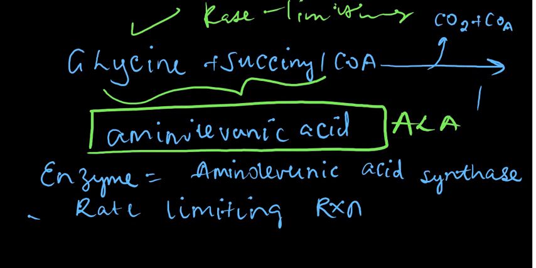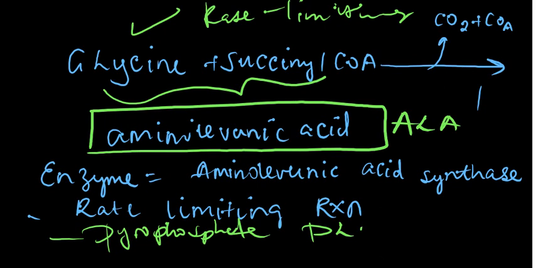So this is the product, the ALA, and in as much as there's the enzyme aminolevulinic acid synthase, there is also another coenzyme that we call pyridoxal phosphate, or commonly PLP. Pyridoxal phosphate is the one that serves as a coenzyme for aminolevulinic acid synthase, which is the enzyme. If it's a coenzyme, it's helping to enhance the catalytic power of that enzyme.